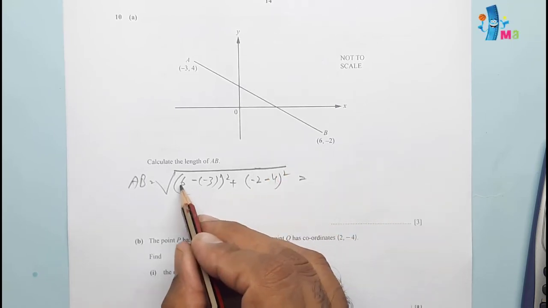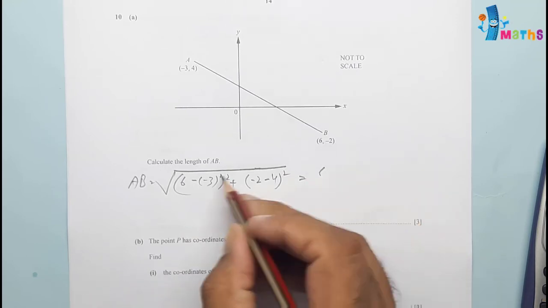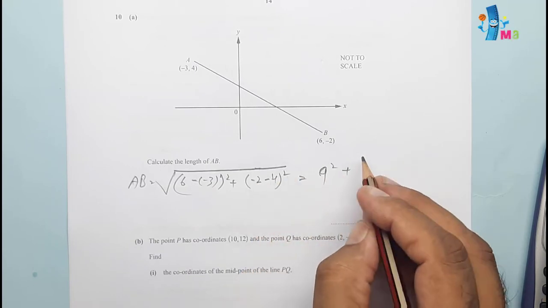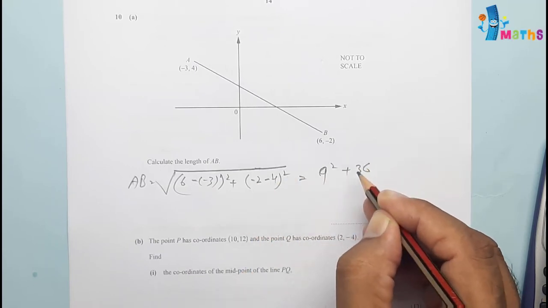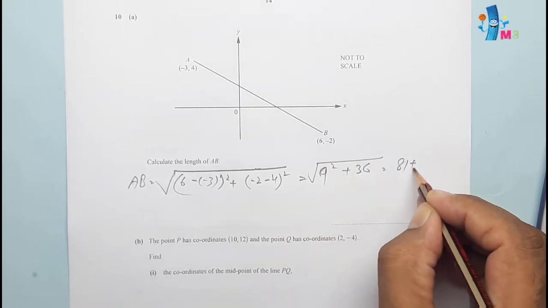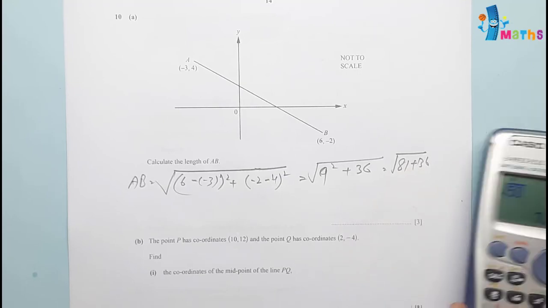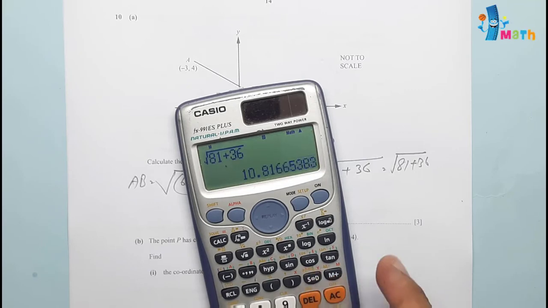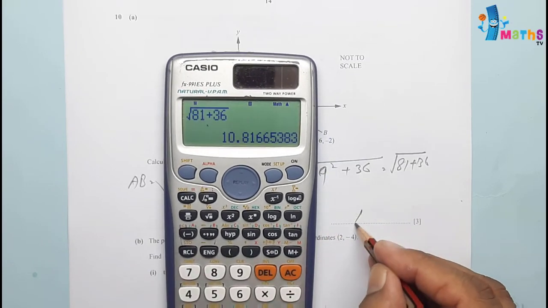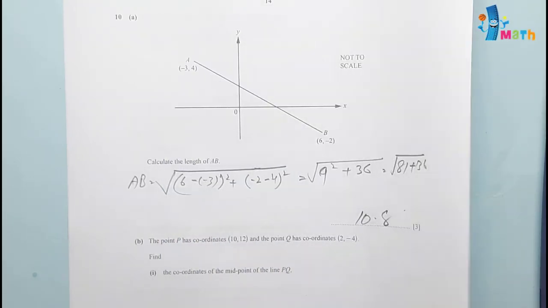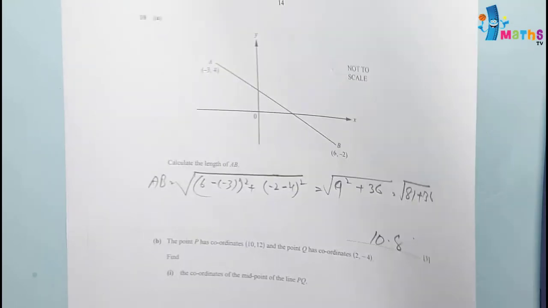This will be equal to 6 plus 3 will be 9. So 9 square plus this will be minus 6 squared, which is 36, under root. So this one will be root of 81 plus 36. We can use the calculator. Root 81 plus 36. So this will be equal to 10.8.